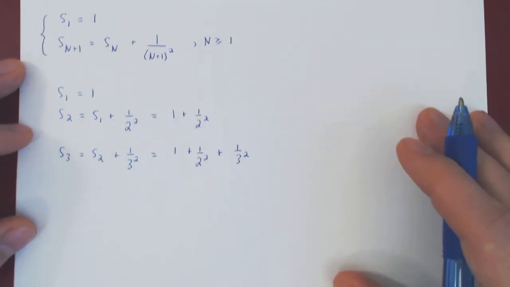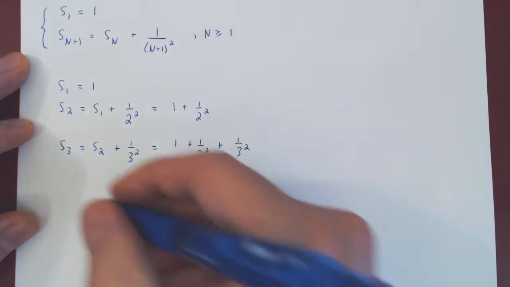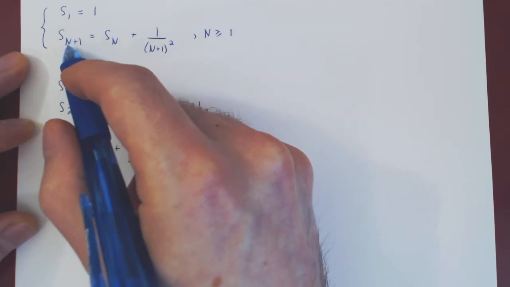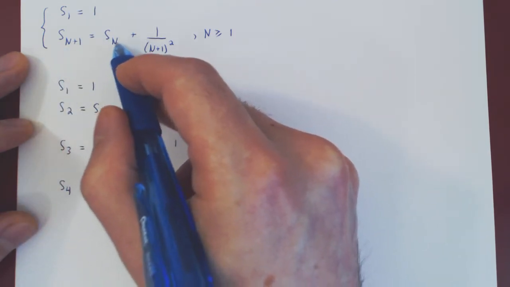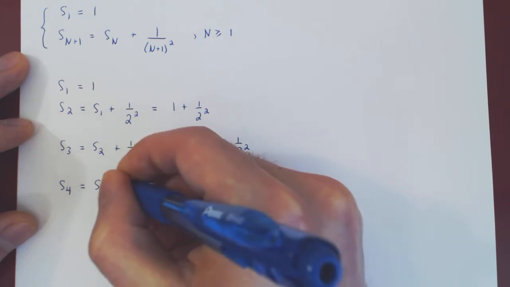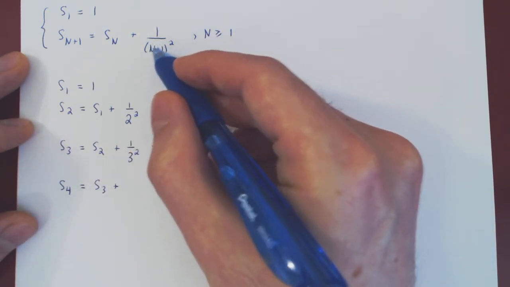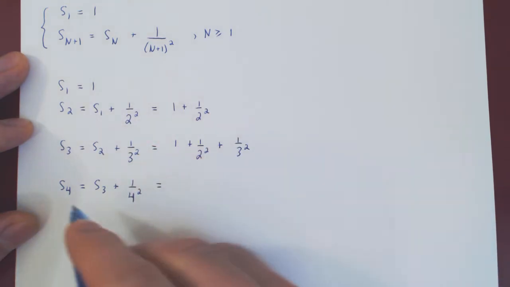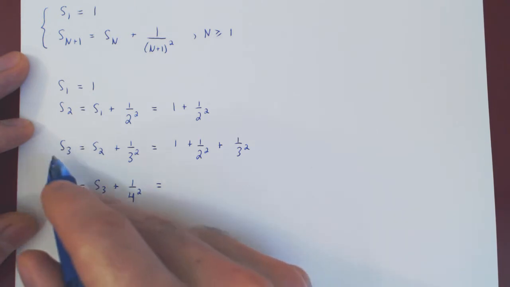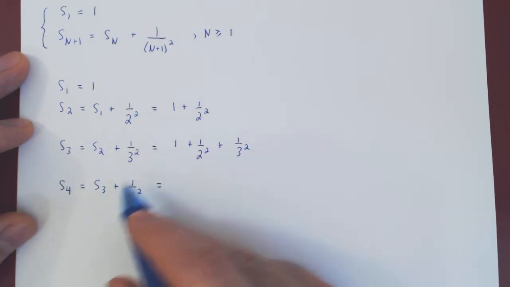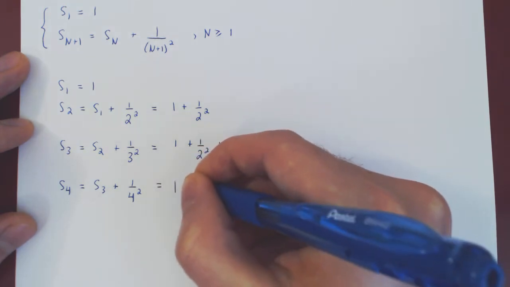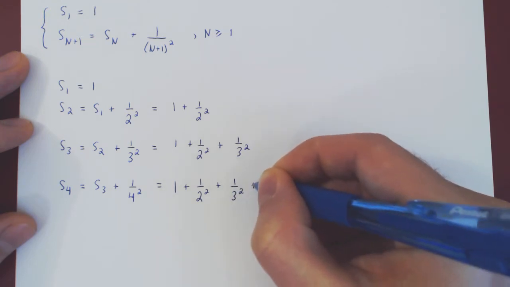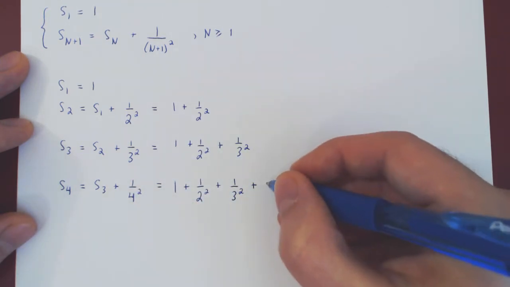Let's find S4, and hopefully by then we'll see a pattern. S4, well, to obtain S4, N must be taken to be 3, so S4 will be S3 plus 1 over 3 plus 1, 4 squared. So you see S4 depends on S3, but we have just found S3. So let's replace S3 by this expression. Plus, of course, the leftover term, 1 over 4 squared.